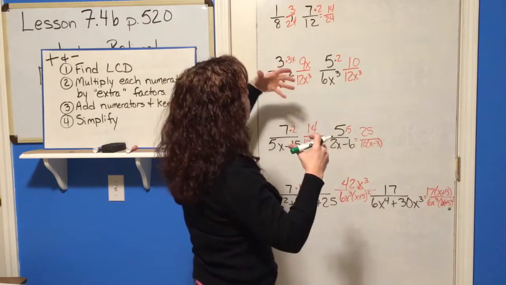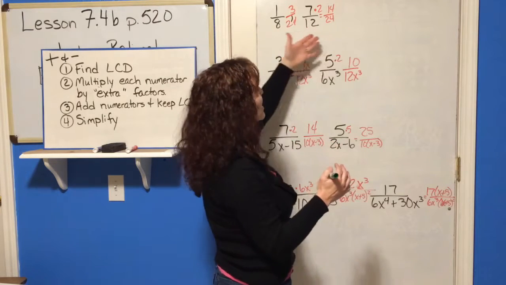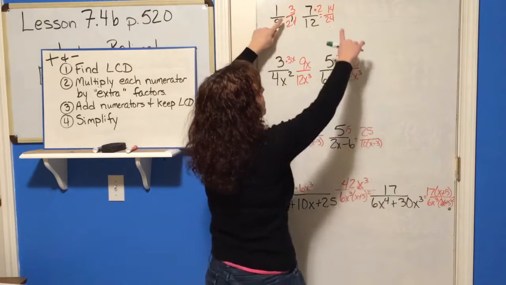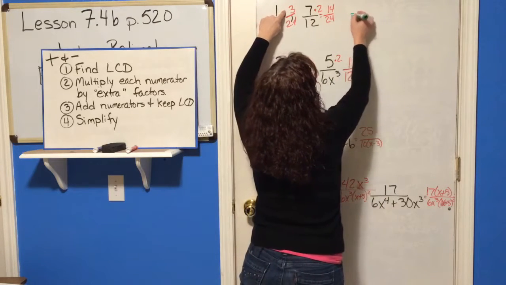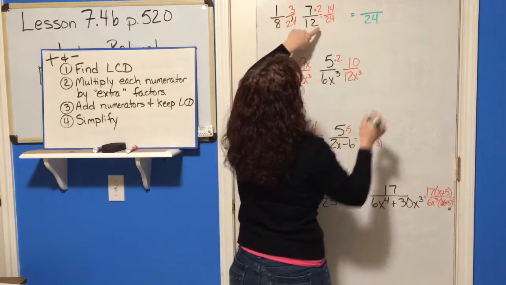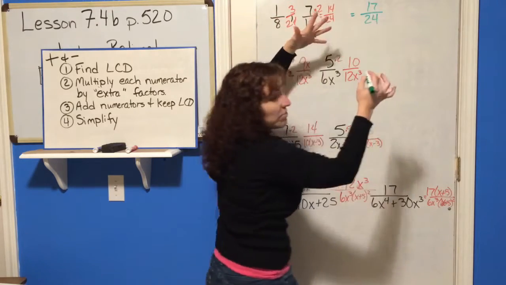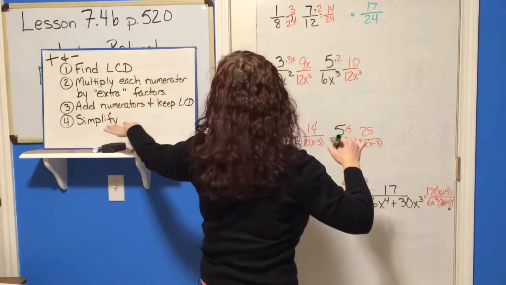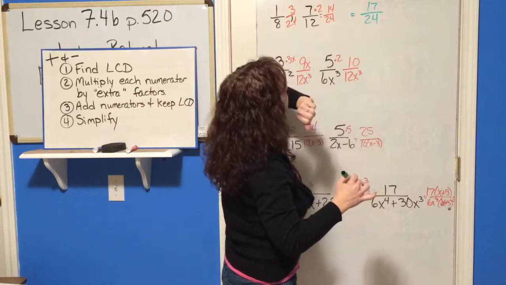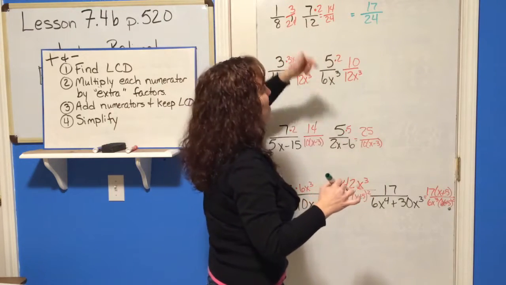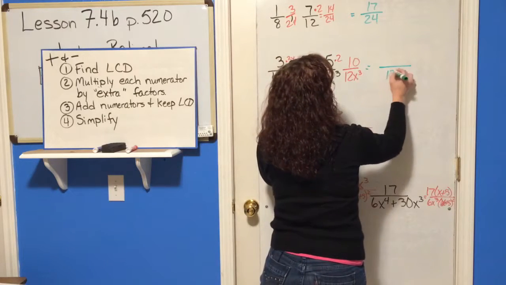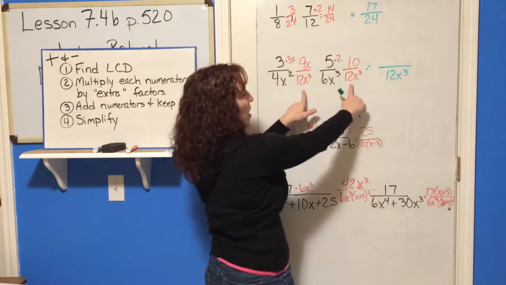Let's remember, after we found the LCD and our fractions with like denominators, now we simply add those. We keep the common denominator, and 3 plus 14 is 17, and we're done. The last step is to simplify. You look to see if there is anything in 17 and 24 that will reduce, and it won't, because 17 is prime. In this case, 12x cubed is our common denominator.